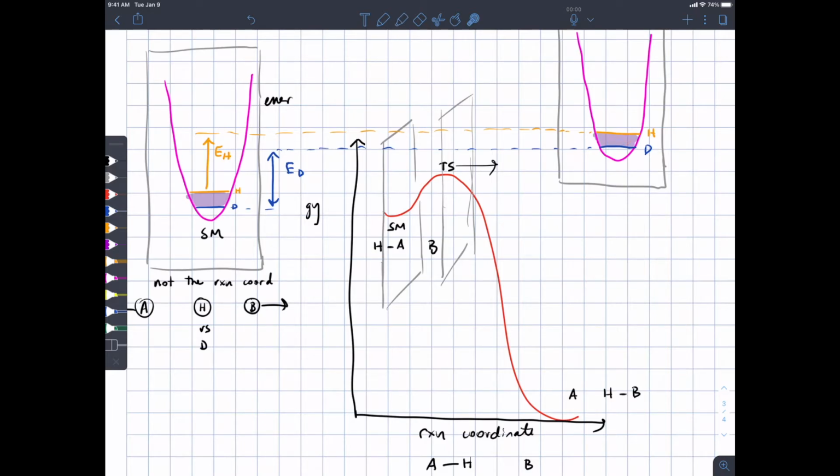Notice the way we've drawn that, those energy differences are similar, right? In fact, as we've drawn it, they're basically the same. Now, we could do some arithmetic to demonstrate that this is the case, but it turns out that if these 0-point energy differences are the same, these activation energies are the same too.